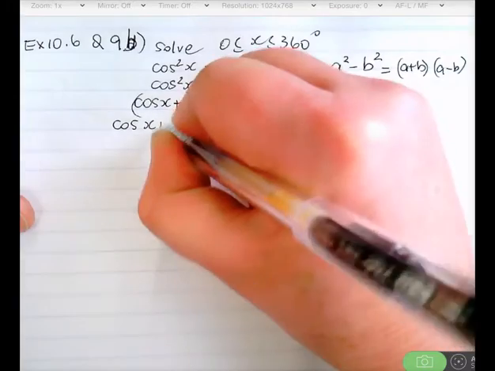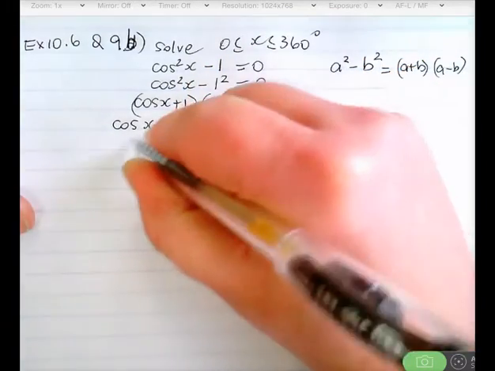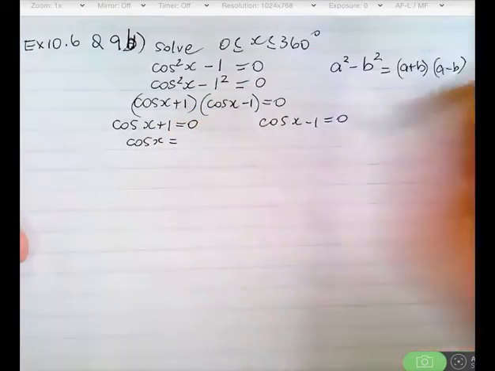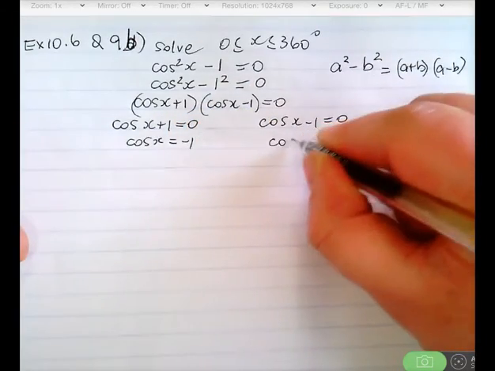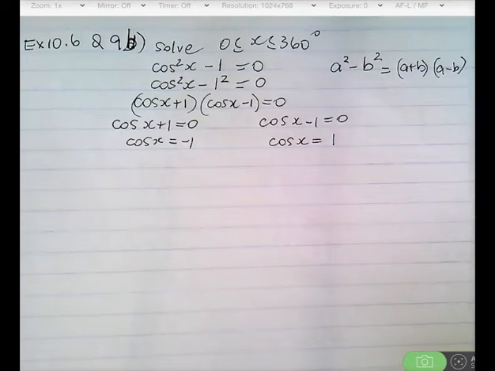So therefore we're solving cos x plus 1 equals 0, or cos x minus 1 is 0. In other words, cos x is minus 1 or cos x is 1. I took 2 steps and it was done. What did you do? 1 minus sine squared x, and then minus 1. Actually, yes, all right, we can do that in a sec.